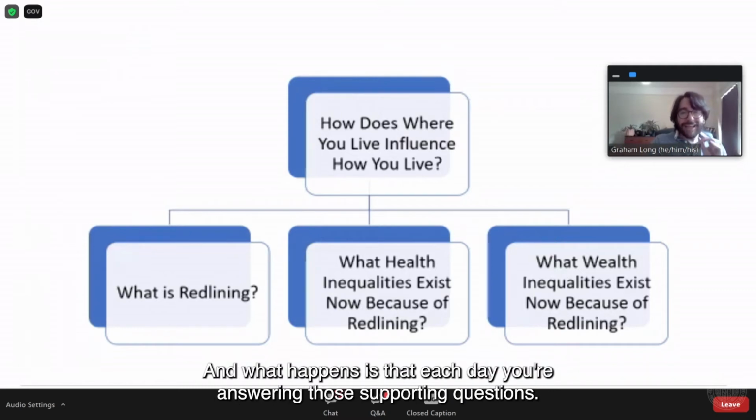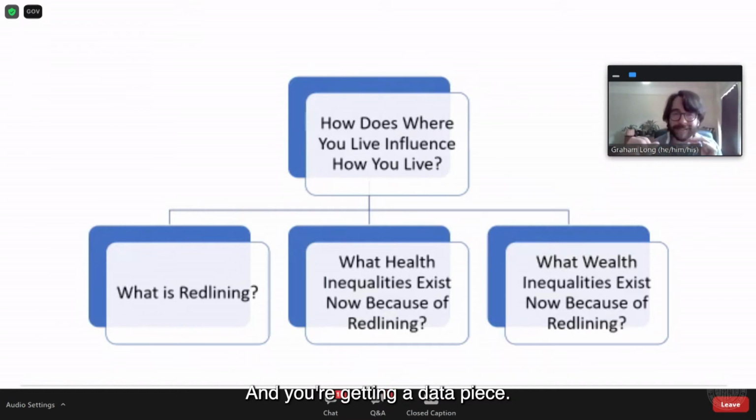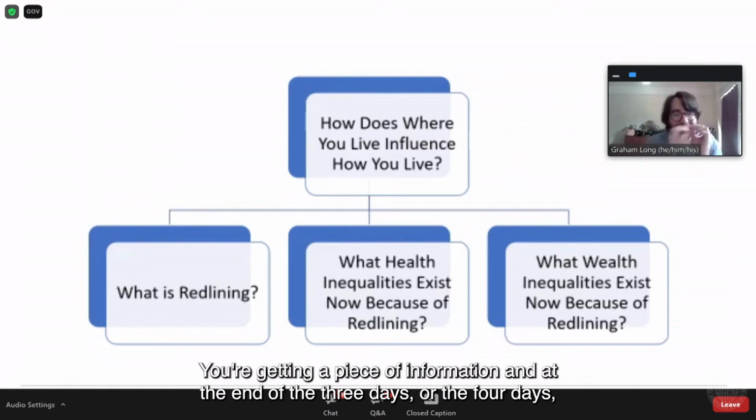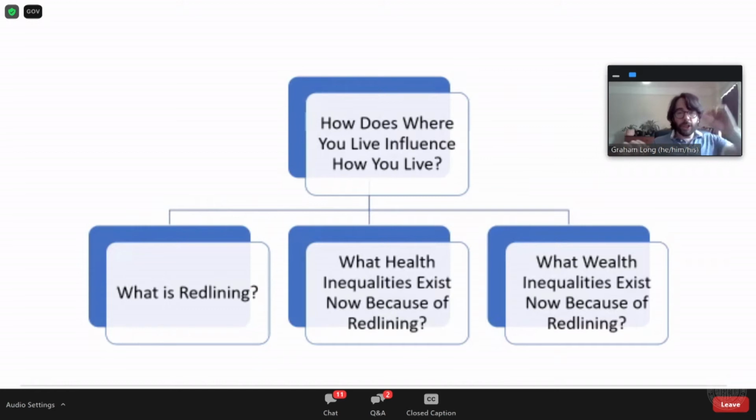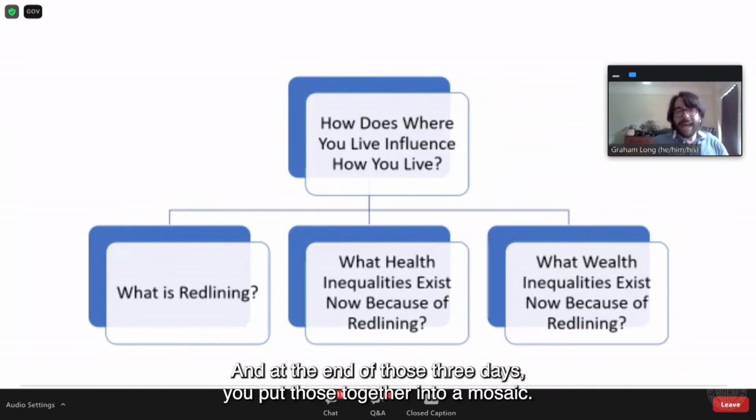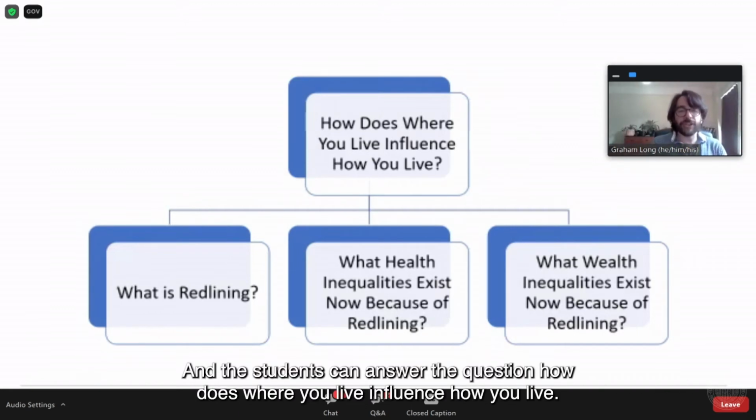And what happens is that each day you're answering those supporting questions and you're getting a data piece. You're getting a piece of information, and at the end of the 3 days or the 4 days or the 5 days or however long it takes you to go through those supporting questions, that's like a puzzle piece. Day 1, you get a piece of the puzzle. Now I understand what redlining is. Day 2, you get another piece of the puzzle. Let's talk about health inequality. Day 3, you get another piece of the puzzle. Let's talk about wealth inequality. And at the end of those 3 days, you put those together into a mosaic, and the students can answer the question, how does where you live influence how you live?